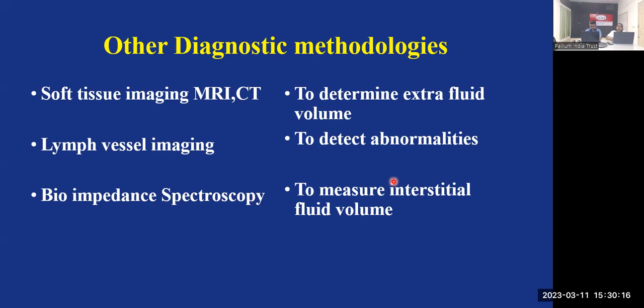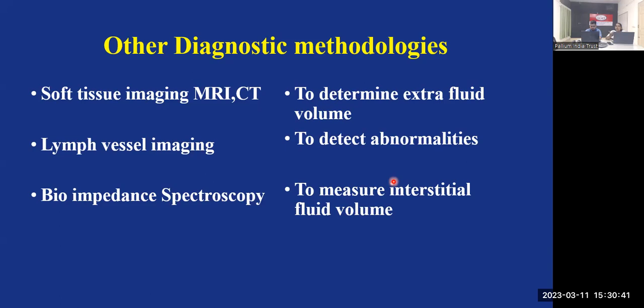You have to understand that with soft tissue imaging, MRI or CT, you are able to determine the extra fluid volume. The next thing is lymph vessel imaging, with which you can detect abnormalities. Then bioimpedance spectroscopy, with which you can measure the interstitial fluid volume.